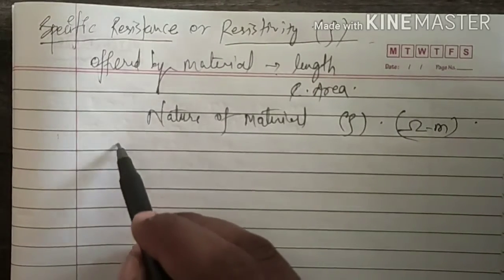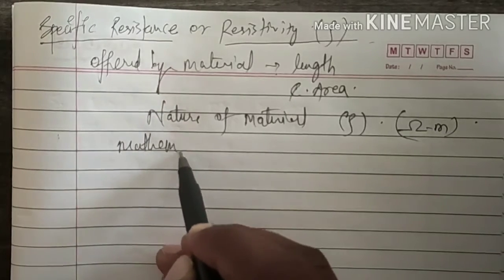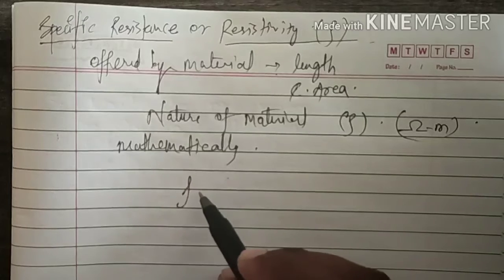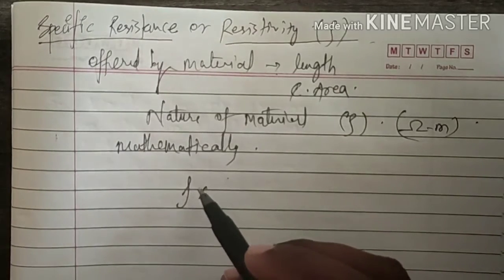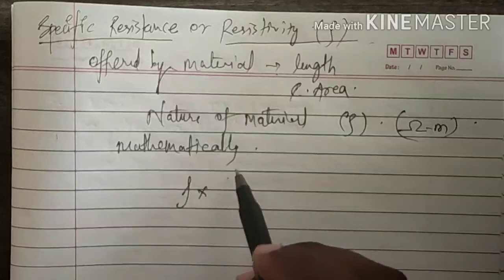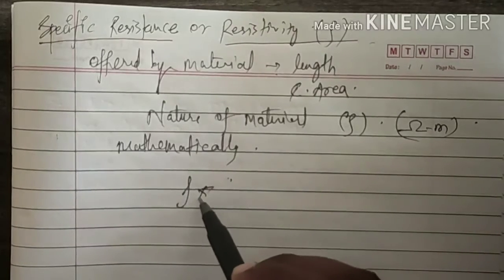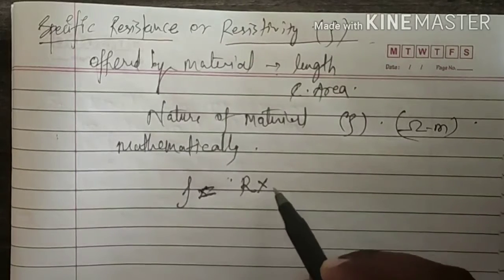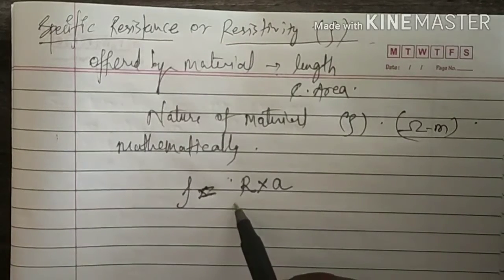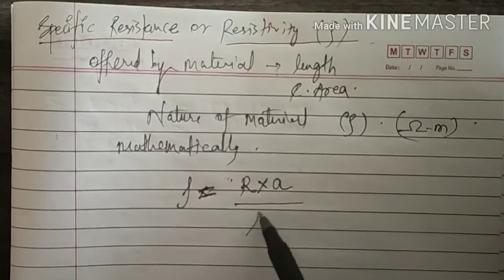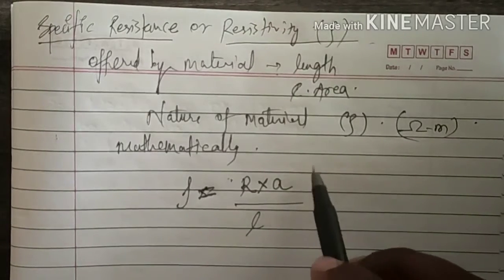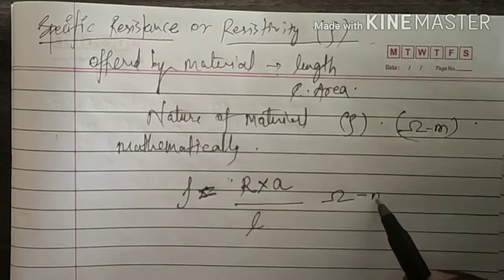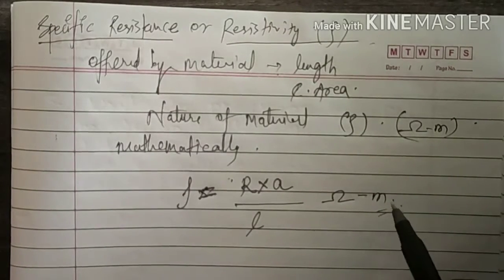Mathematically, from the formula of resistance, if we arrange it, rho is equal to the value of resistance into area of cross section divided by the length of the conductor. Resistance is measured in ohm and length is measured in meter, so that's why it is ohm meter.